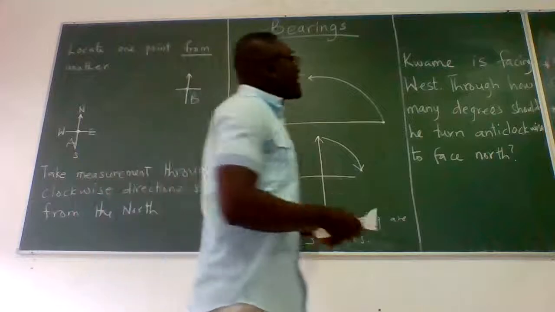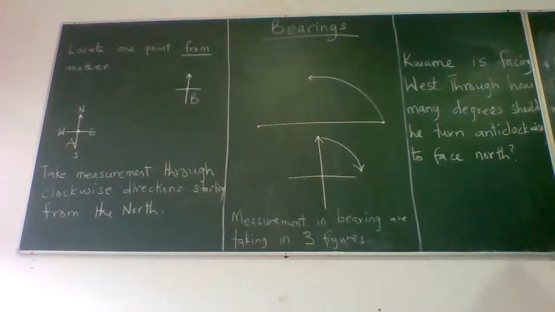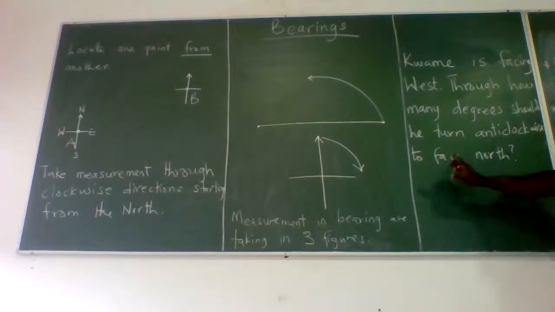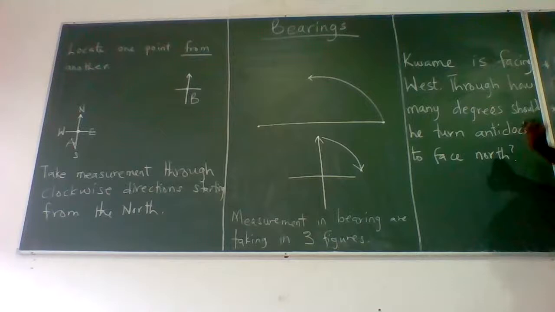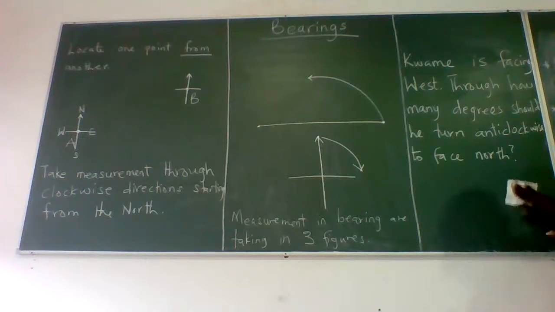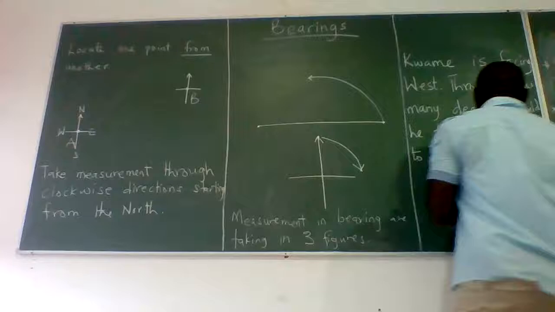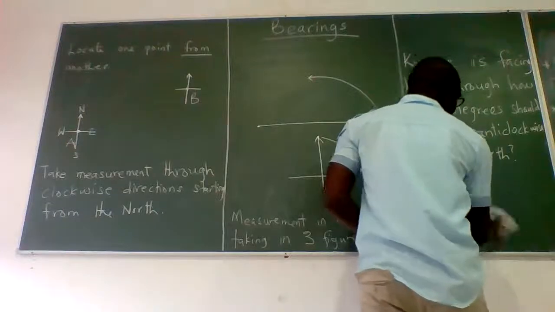So here we are saying that Kwame is facing west. Through how many degrees should he turn anti-clockwise to face north? So yeah, it means that if you don't know your cardinal points, you are going to have a problem. If you don't know your cardinal points, there's always going to be an issue.